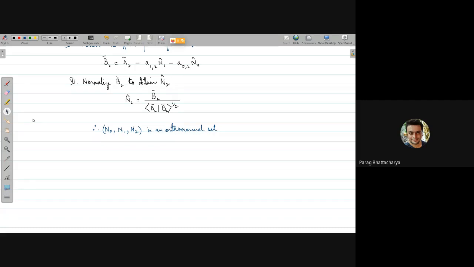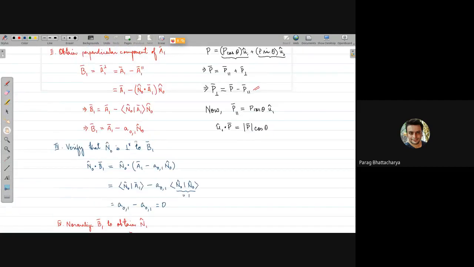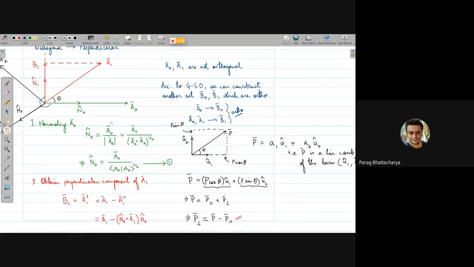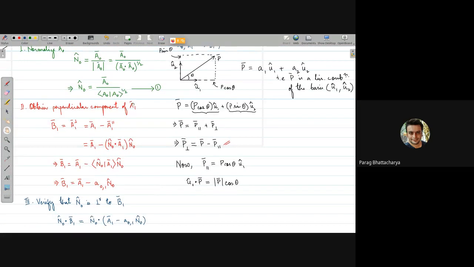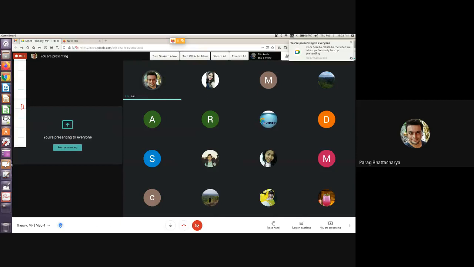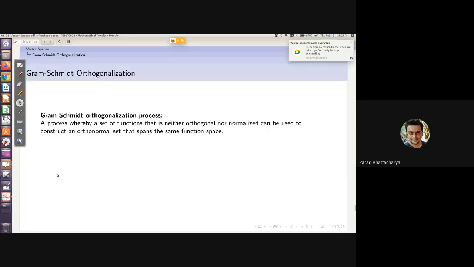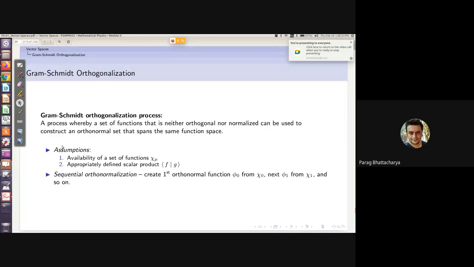Now here I have used vectors to explain this, but in general we'll have to use functions. That's what is there in the slides. So when you go to the slides, you'll find that we have functions over here. I can just go through this. So this is called sequential orthonormalization.